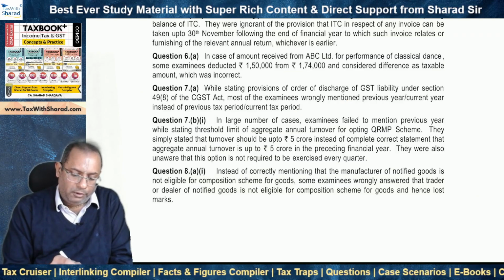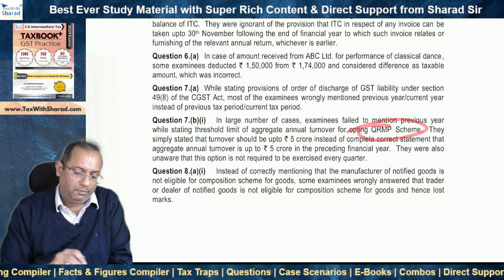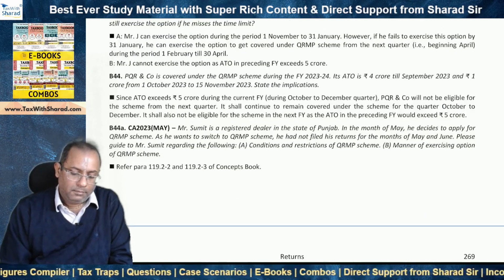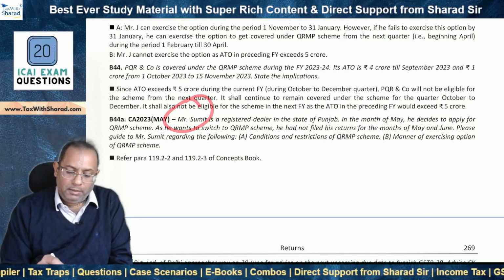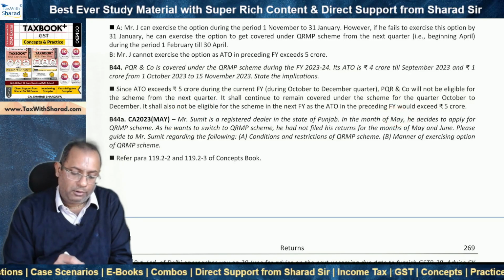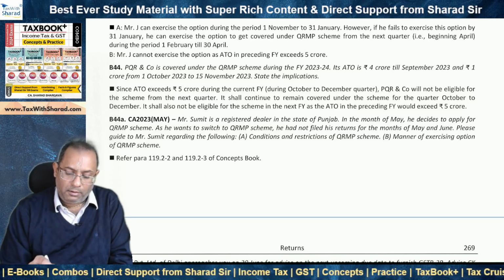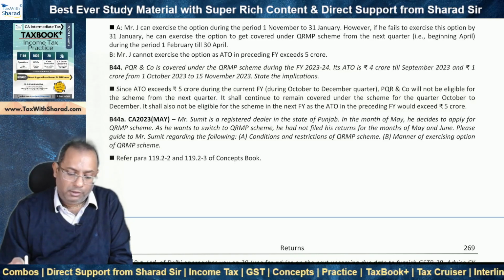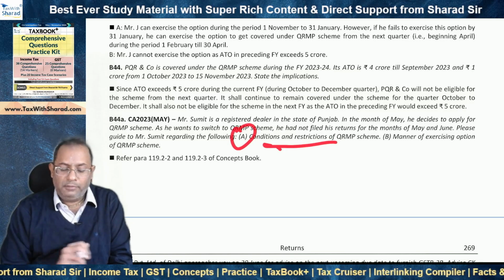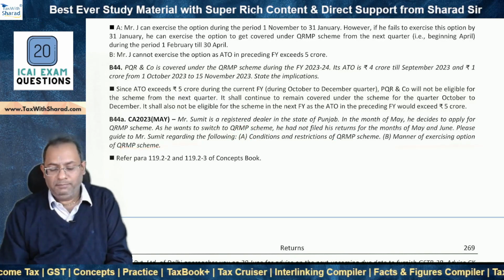Next comment, question number 7BI. And this was regarding QRMP scheme and the provisions thereof. Let's look at the question. Mr. Sumit is a registered dealer in the state of Punjab. In the month of May, he decides to apply for QRMP scheme. As he wants to switch to QRMP scheme, he had not filed his returns for the months of May and June. Please guide regarding the following. A. Conditions and restrictions of QRMP scheme and manner of exercising option of QRMP scheme.